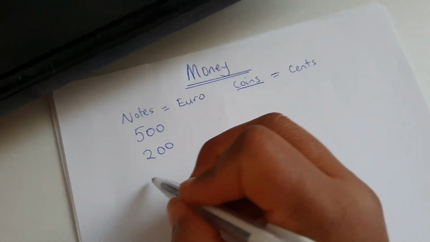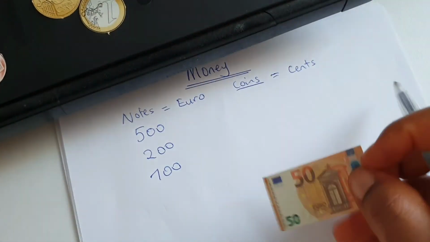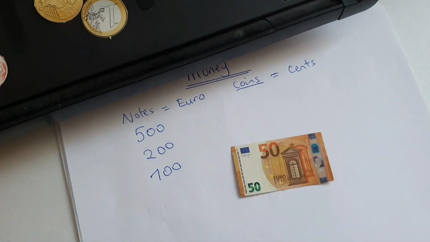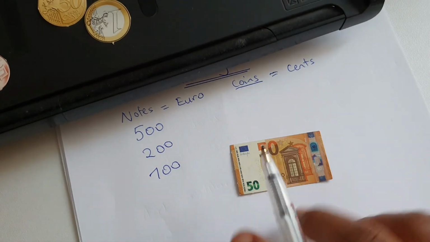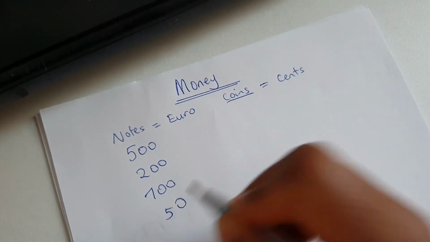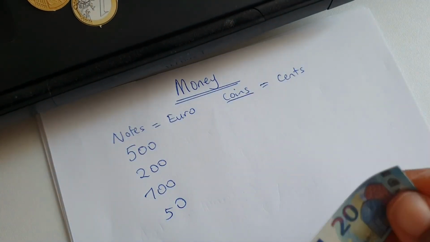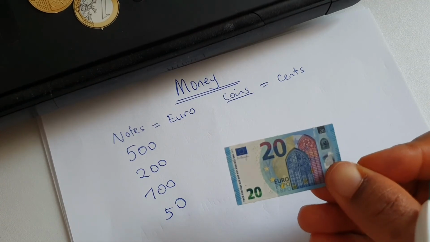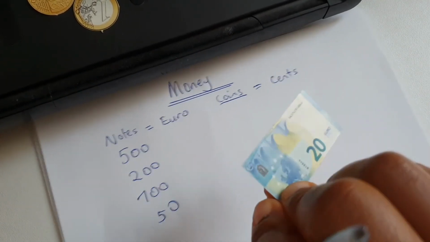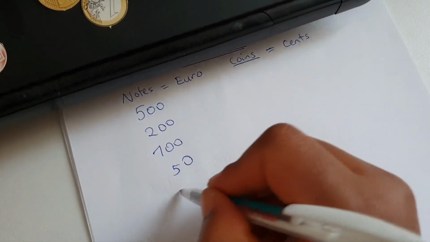100 euro. The next after 100 you have 50 euro. Okay, it's written 50 here. I'll put it aside and I will write 50. The next one you have 20 euro. Okay, €20, and it's written also 20 here, and I'll write my €20.